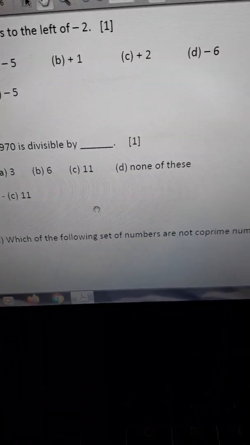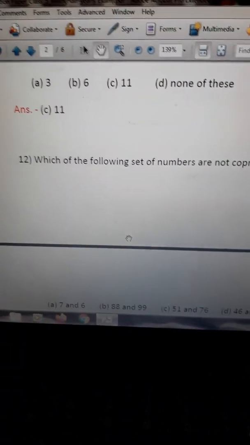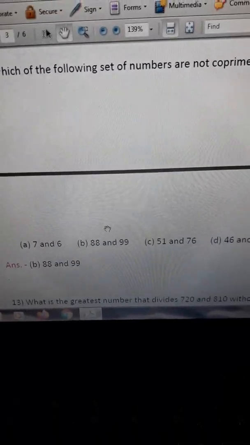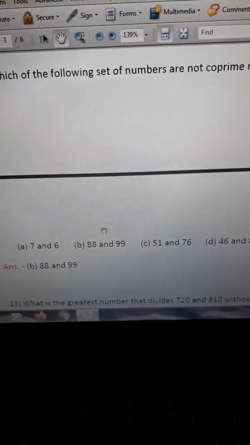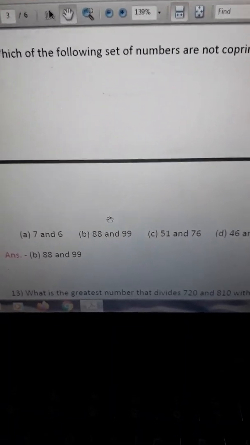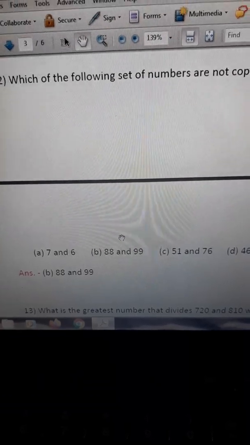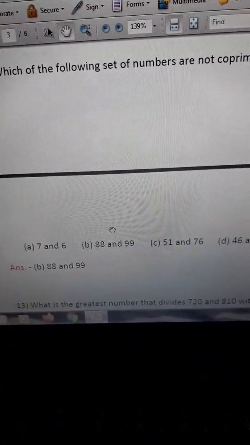Which of the following sets of numbers are not co-prime numbers? So you see this question. I think some of the students have been confused about this. So you remember what the condition of co-prime numbers is. Okay, so you see the options, then you will find only 88 and 99. These are the set of numbers that are not co-prime, but the other numbers are co-prime.